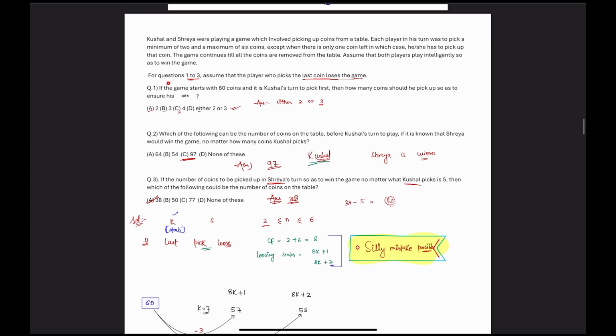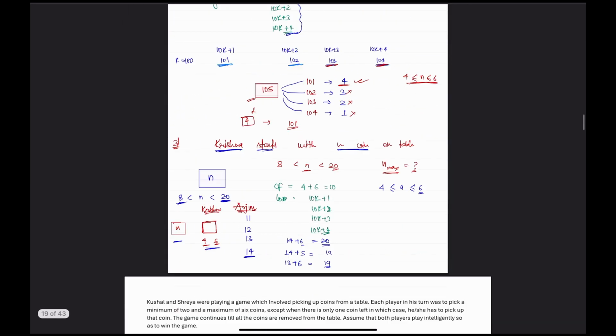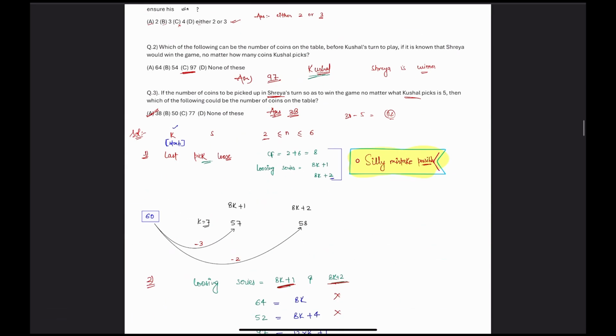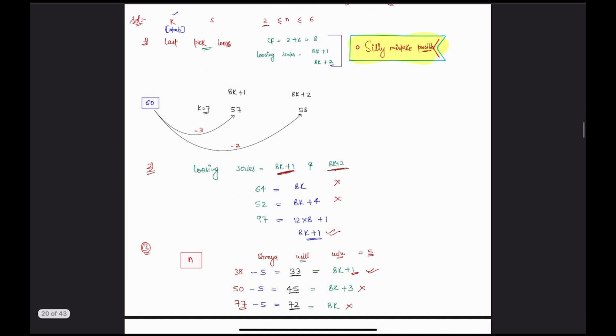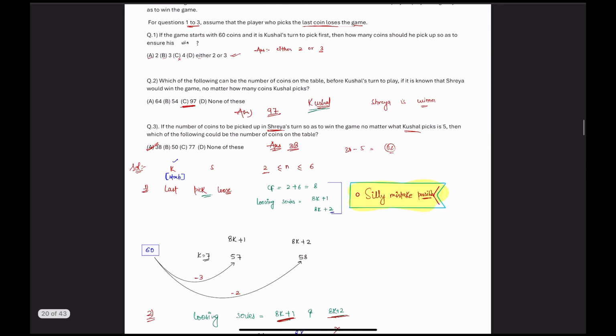And here in 1 2 3, the question will be pick last coin. The player who chooses the last coin loses the game, last coin lose, and here who picks the last coin loses the game. Okay, so what was the difference then? Silly mistake, losing series is plus 1. So yes, if it's plus, then last coin lose only.